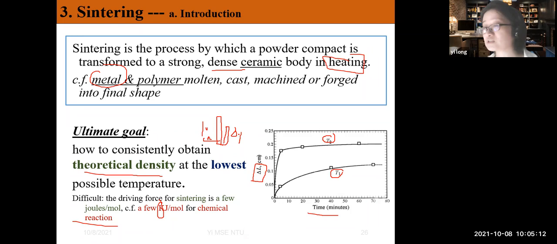So obviously, the larger the shrinkage, the more densified you are. If it is only 6, it means you're even more densified. So delta L shows whether you're more densified or less densified. In this case, T2 is larger than T1. From here, you know which one has higher density, T2 or T1?